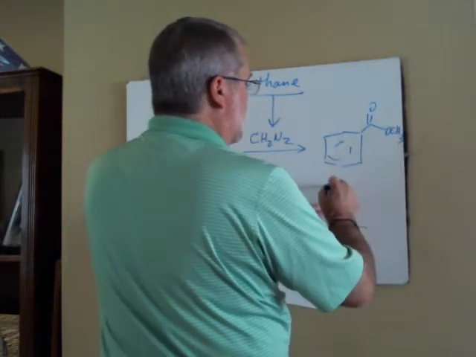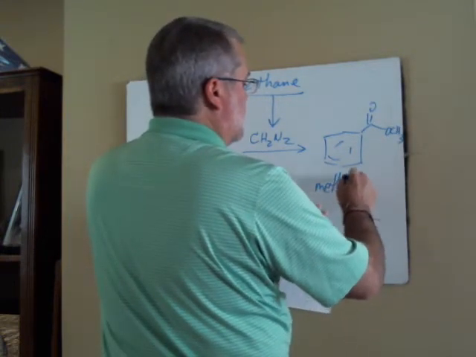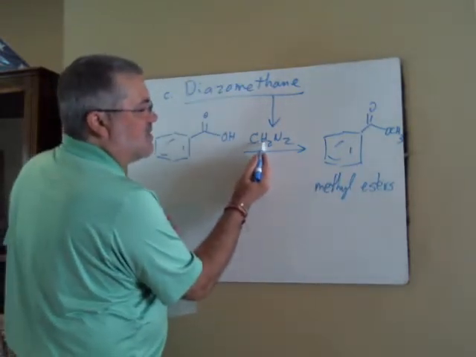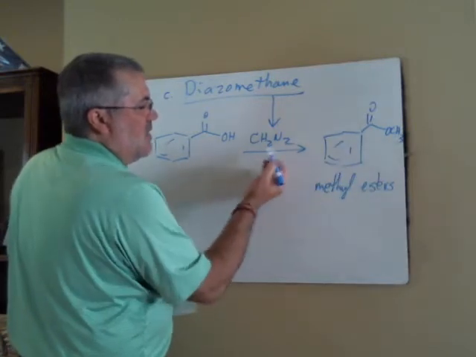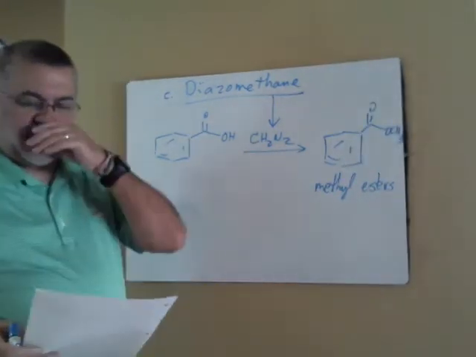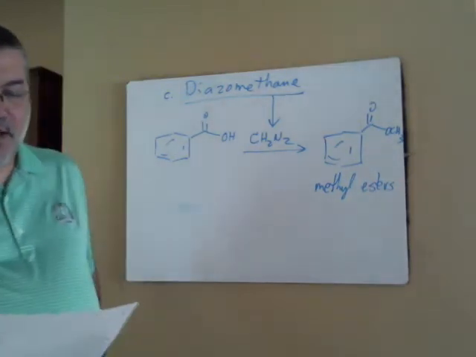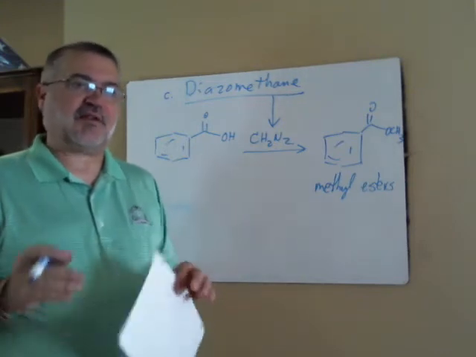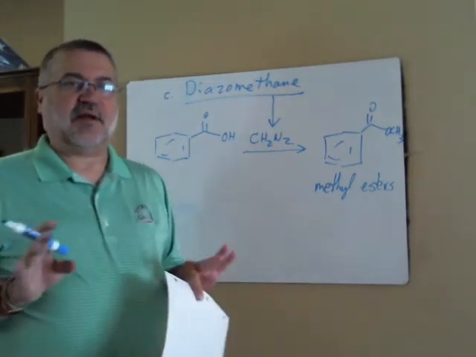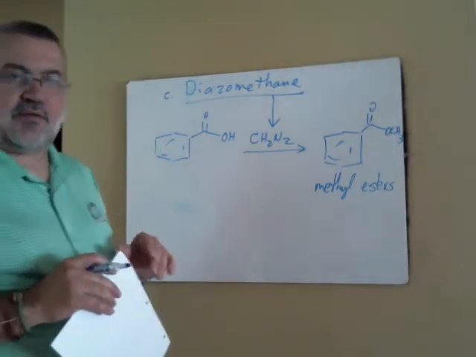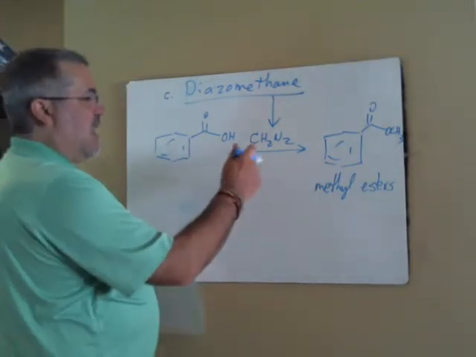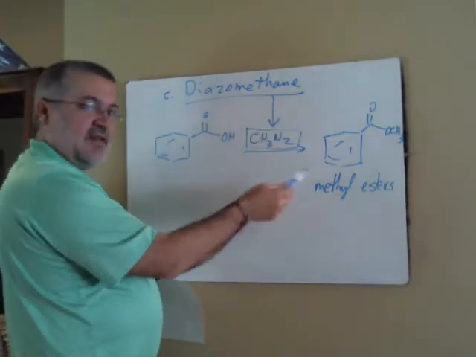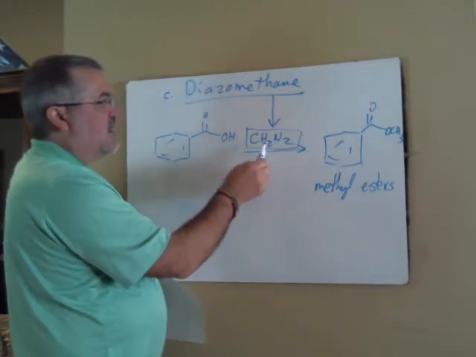Now it can only be used for methyl esters, because diazomethane only has this CH2. That is what then is incorporated into the acid to make the ester. Now it's important, this is not a nucleophilic acyl substitution reaction. This is mechanistically completely different. It probably involves radicals. It's not a mechanism we want to look at. I will talk a little bit about diazomethane, because I've done this reaction numerous times.